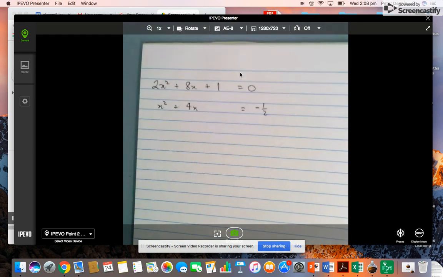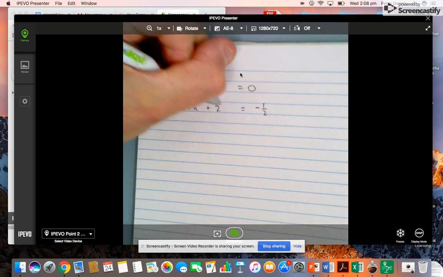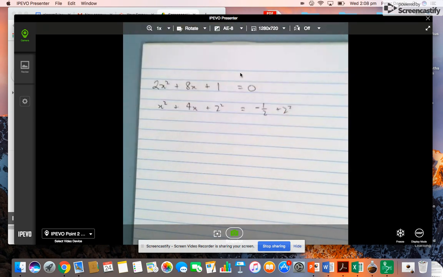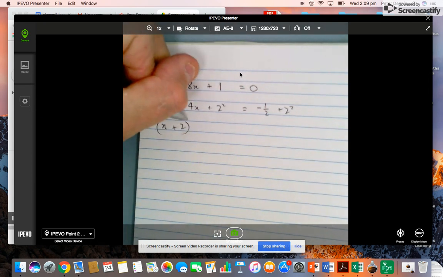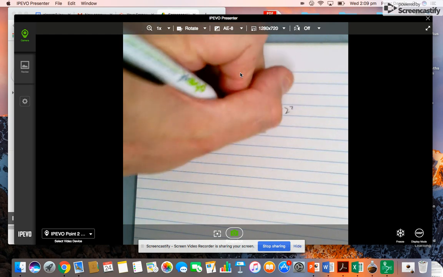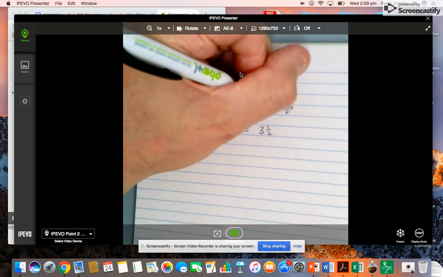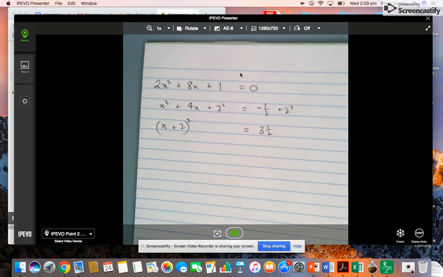And now what I'm doing is I'm going to complete the square. What's half of 4? 2. So we get plus 2 squared and plus 2 squared. So x plus 2 all squared equals 3.5. 2 squared is 4 minus a half is 3.5. So that's when Alan starts talking about completing the square. That is all we are doing. We're just completing the square.